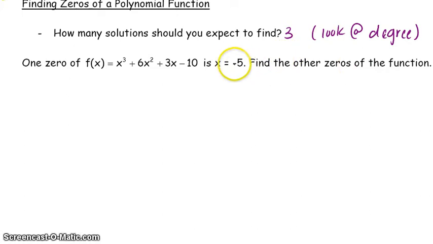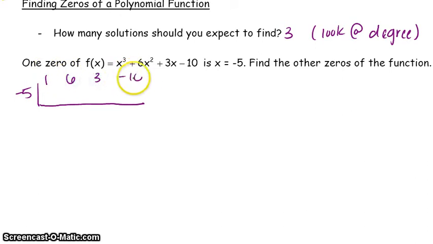So a way to do this, the easiest way, is synthetic division. So we have our negative 5 on the outside, have our synthetic division bar, and then we check our polynomial. Do we have any missing terms? 3, 2, 1, 0. No, we are good. So we write our coefficients at the top, 1, 6, 3, and negative 10. And here we go. Let's try to simplify this to find our other zeros.